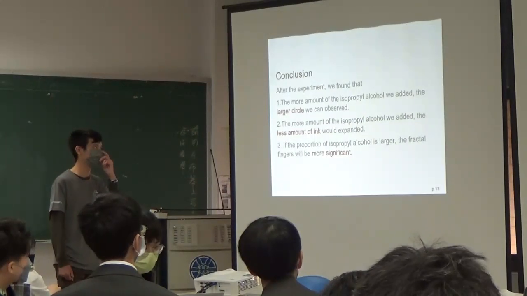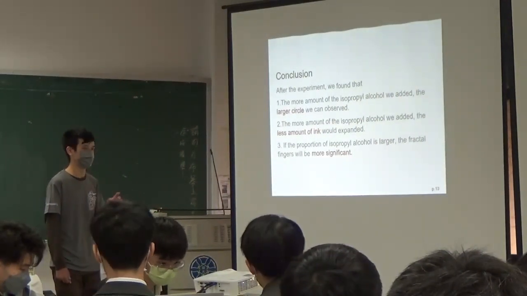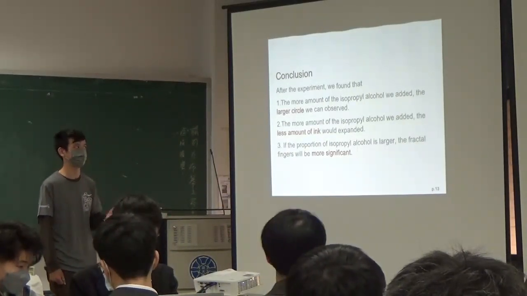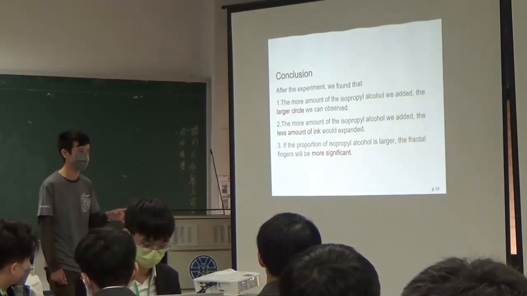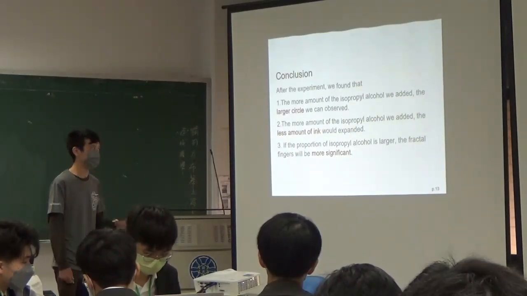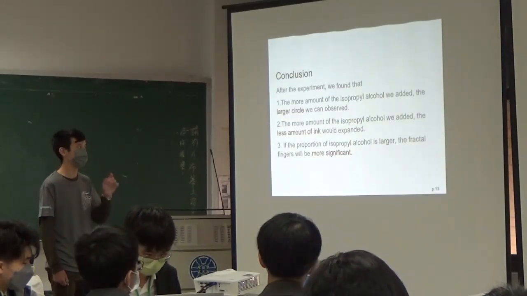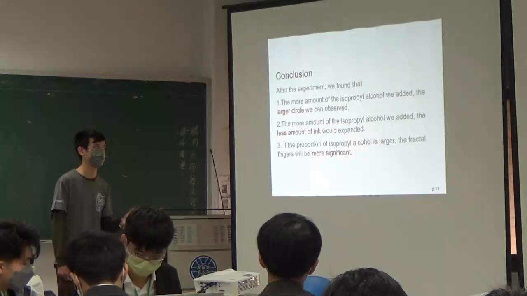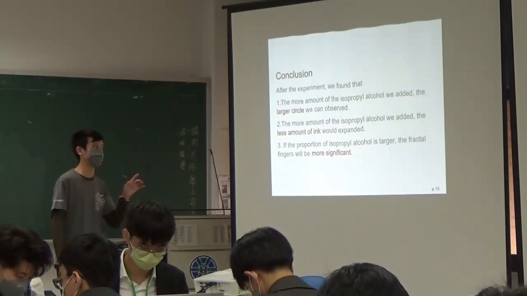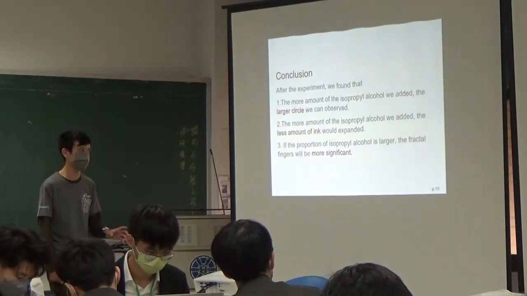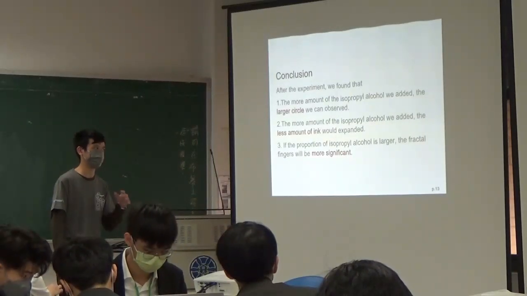And this is our conclusion. After the experiment, we found that the first one is, the more isopropyl alcohol we added, the larger the circle we can observe, and the longer the diameter. The second is, the more isopropyl alcohol we added, the less the ink would expand it. The other is, if the proportion of isopropyl alcohol is larger, the fractal fingers will be more significant, and we can observe them more easily.